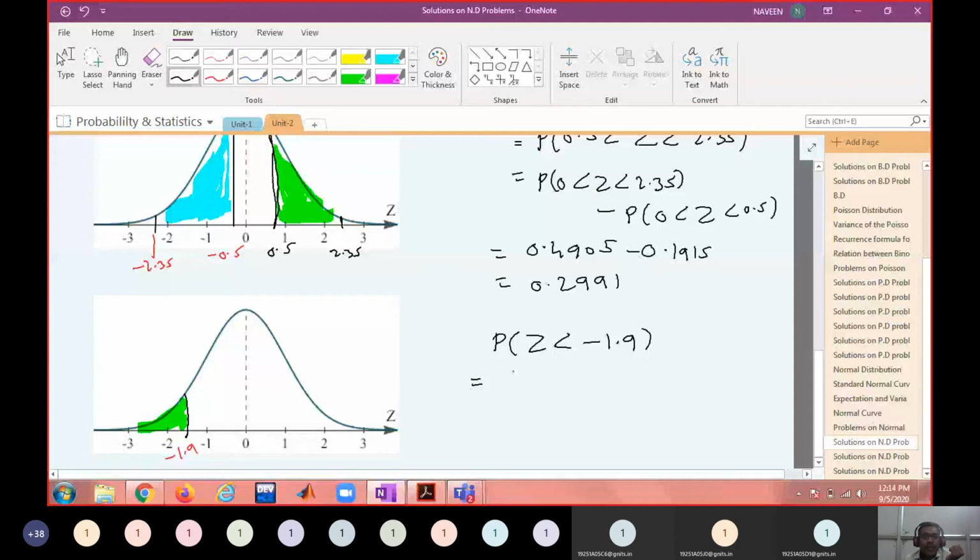Z less than minus 1.9 is the same as this area, because of symmetry. If this is minus 1.9, this will be 1.9, right? So what do you mean by this pink shaded area mathematically? Z greater than 1.9. The probability that z is greater than 1.9. So how do you find this right tail area?